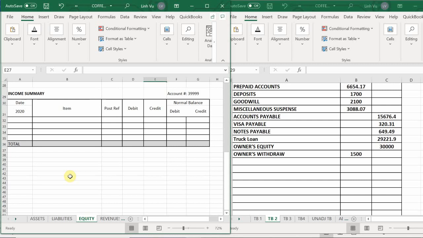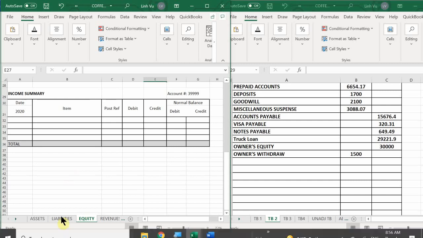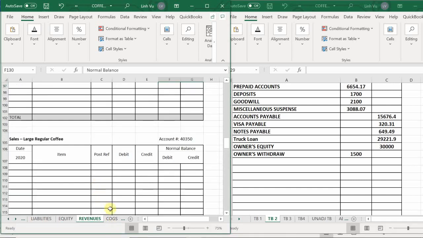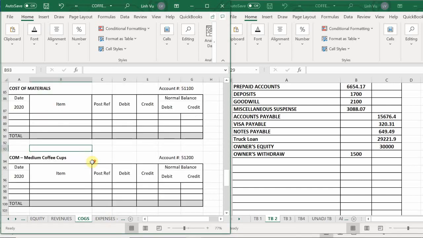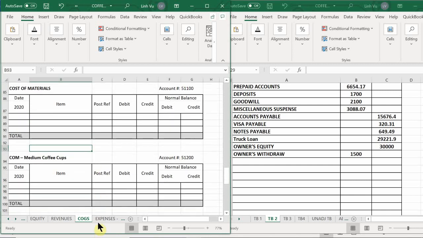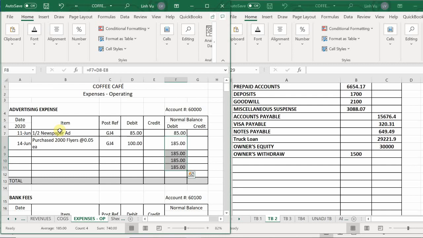So let's see. Next one's revenues. We haven't even opened our store yet, so we don't have any revenues. Cost of goods sold. Well, we haven't sold anything yet, so no cost of goods sold. So we can go now to our operating expenses. Here, for our operating expenses, our very first one we have is advertising expense.